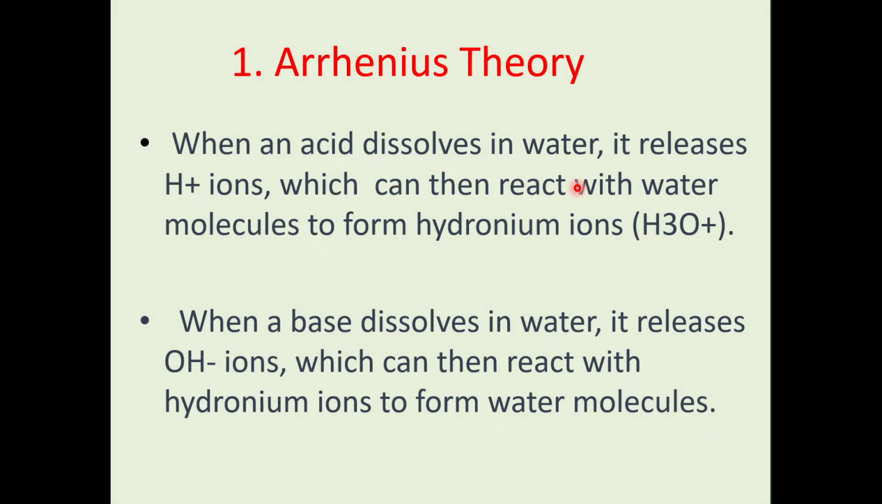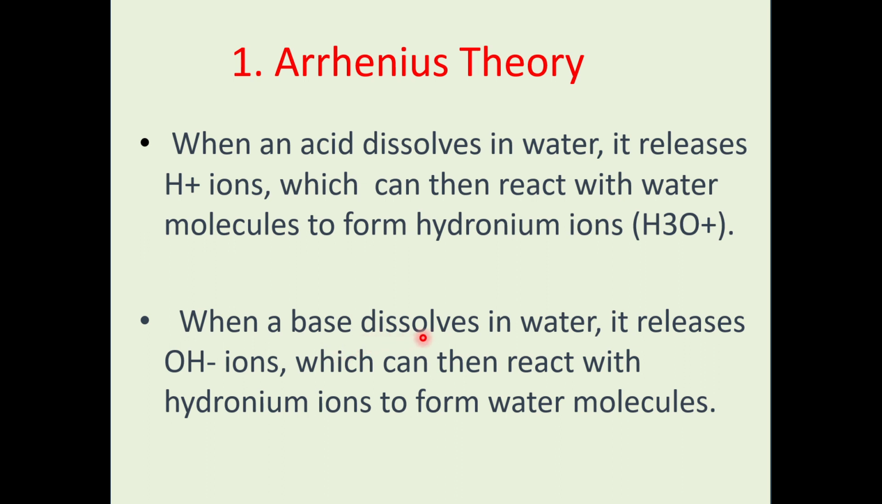When an acid dissolves in water, it releases hydrogen ions, which can then react with water molecules to form hydronium ions. Now, what is the chemical formula of water? It's H2O. So when you put an acid in water, according to Arrhenius, the acid will produce hydrogen ions. Those hydrogen ions react with water molecules, and H2O becomes H3O+. If you add one more hydrogen, it becomes the hydronium ion.